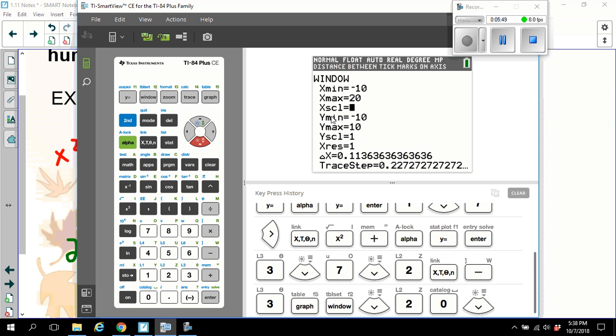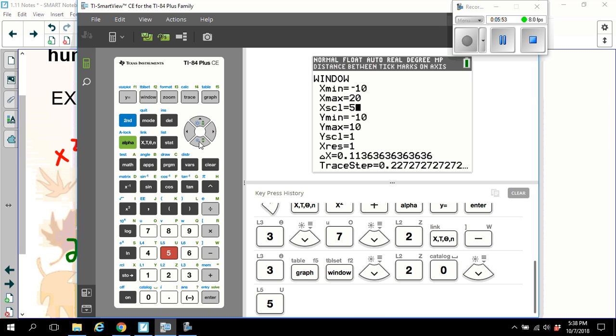With that, I'm going to change my scale to 5s, just because I don't like to see all those little tick marks. And I'm going to change my y max to 20 as well, and then change my scale to 5. If you'd rather change your scale to 2, you can do that as well. That works perfectly. Okay, now I'm going to press graph again and see if this works. If not, we just kind of readjust again.